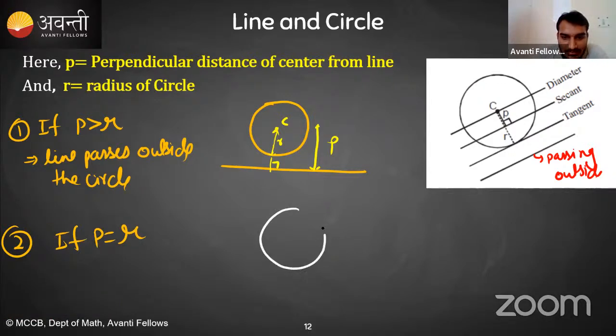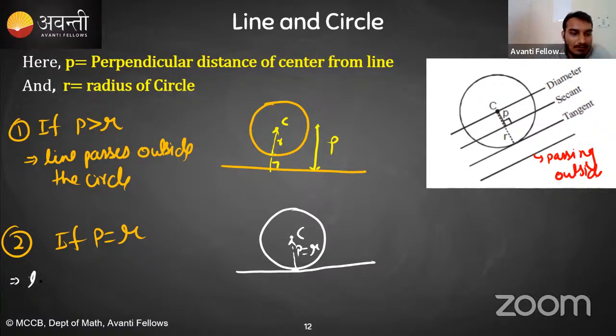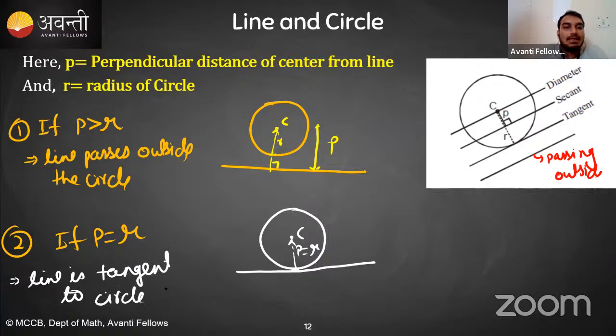Let's say this is a center and the line is like this, just touching the circle at one point only, right? So this distance is nothing but P, which is equal to R. In that case, you will say that the line is tangent to the circle. Is that clear? Okay.